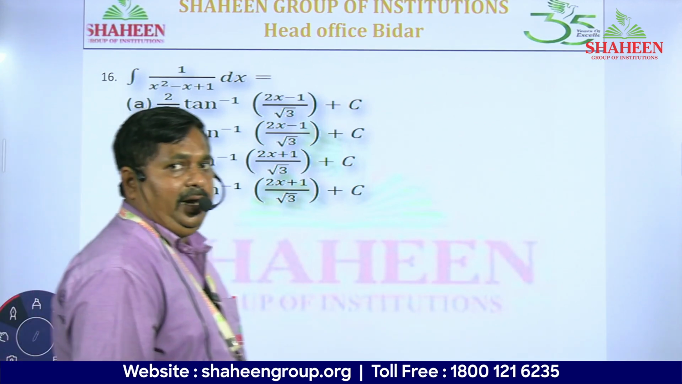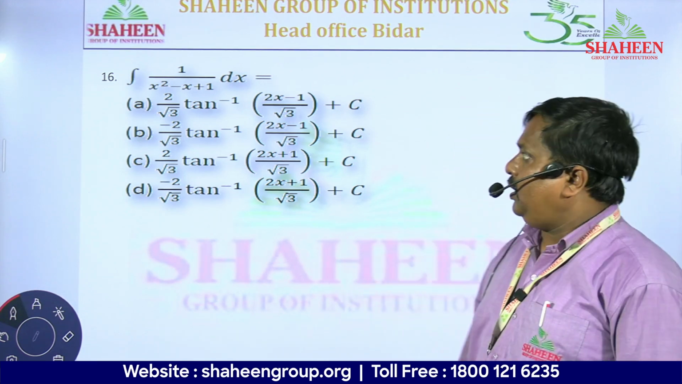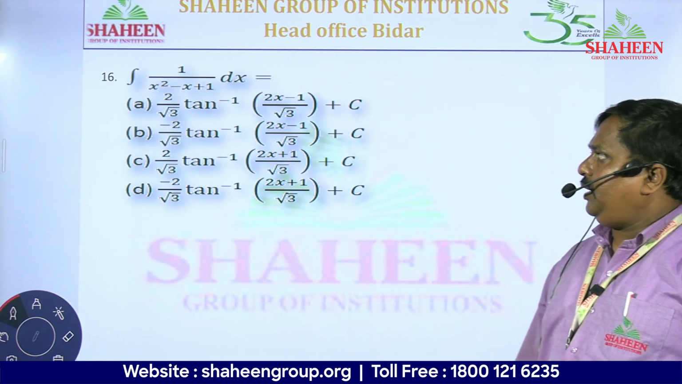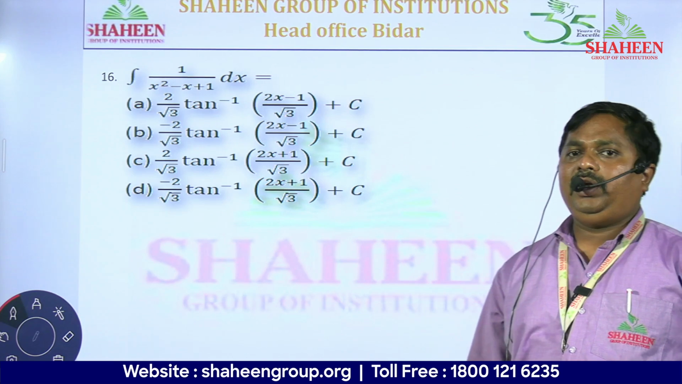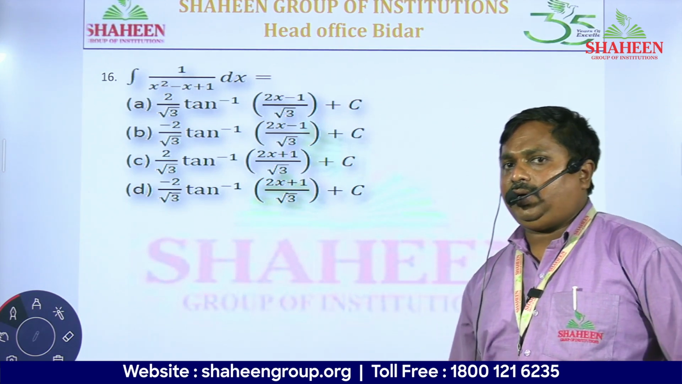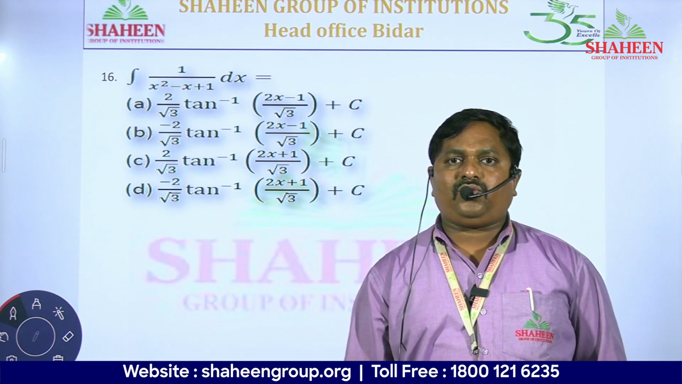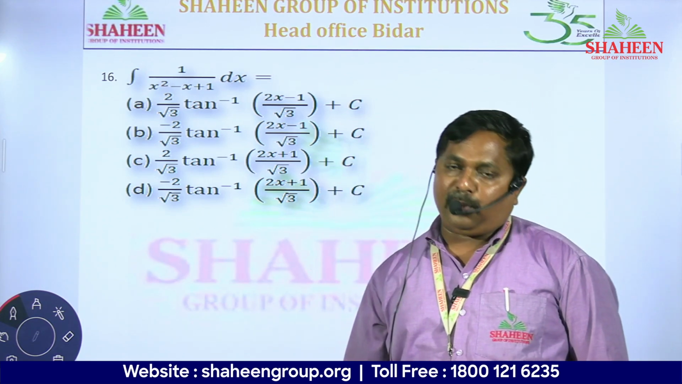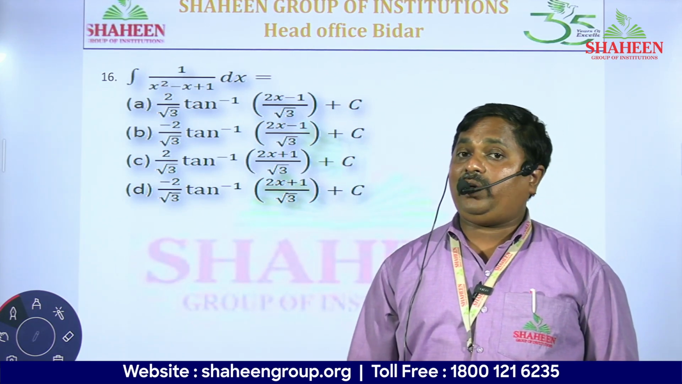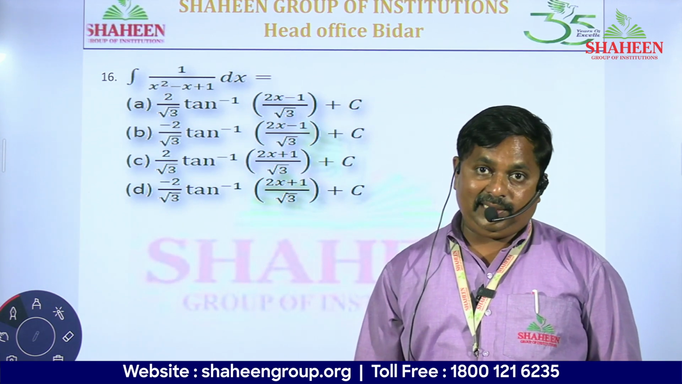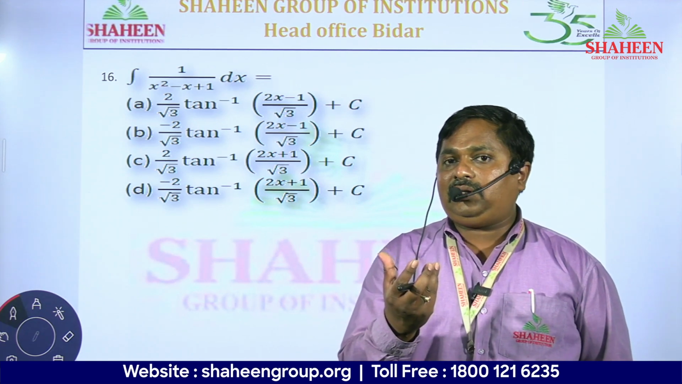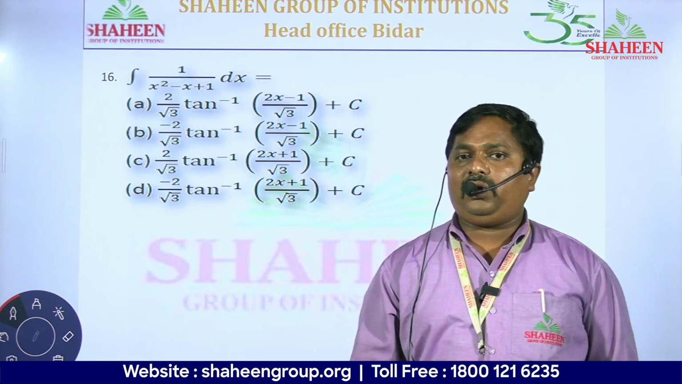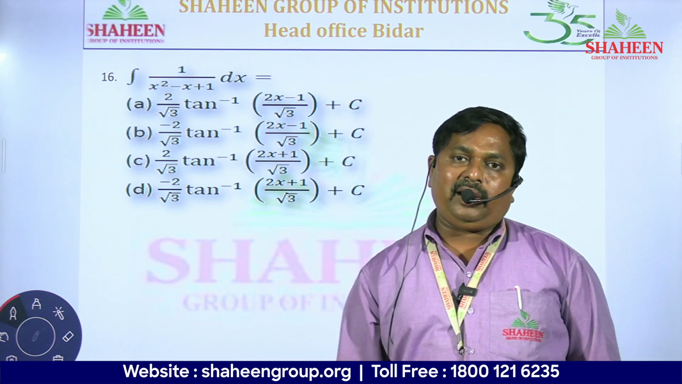Okay, the next problem is integration of 1 divided by x square minus x plus 1. We are finding the integration of this function. Let us write the given denominator as a perfect square by the completing square method. Now only we have discussed this kind of problem. In the 14th problem, the denominator is sin square x minus 2 sin x minus 3, which we converted as a perfect square. So this question also we are converting as a perfect square, and then we are integrating.